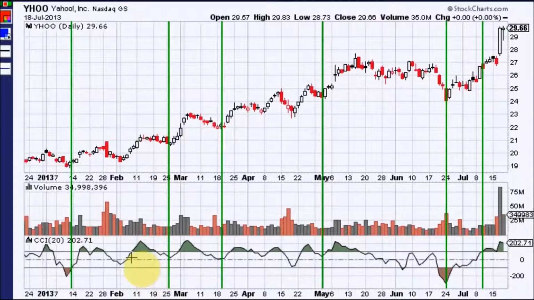Okay, it's when the CCI crosses up through the plus 100 line and then forms a very sharp point and starts turning down, like right here. Okay, the stock does go down. Here's another one.